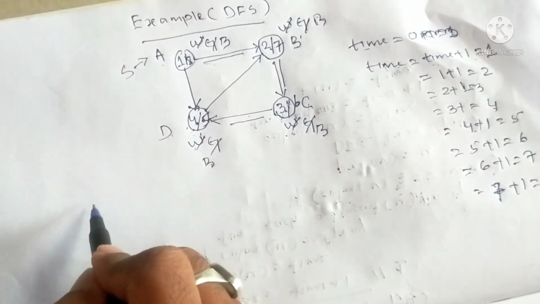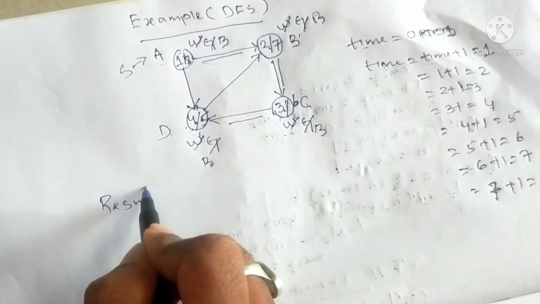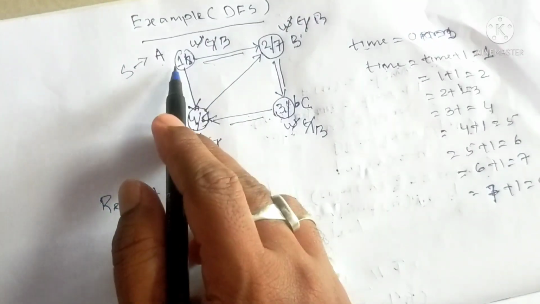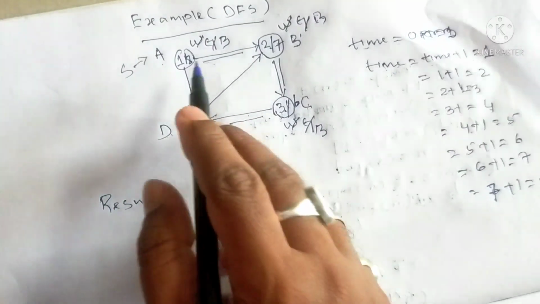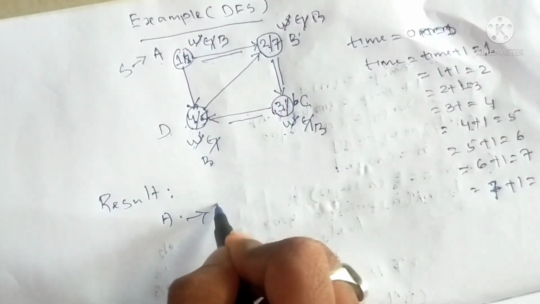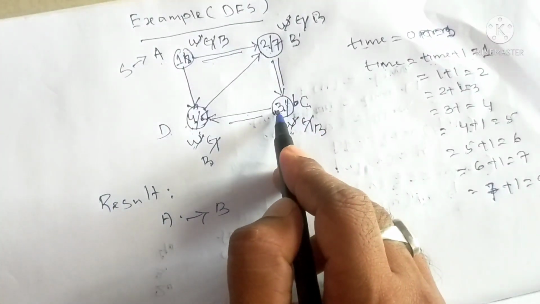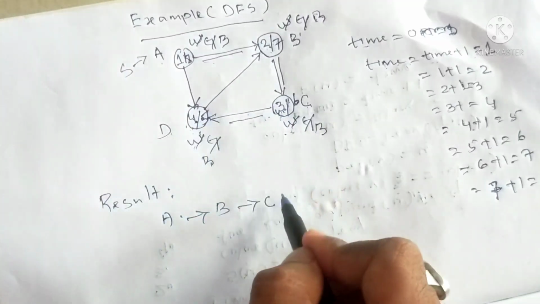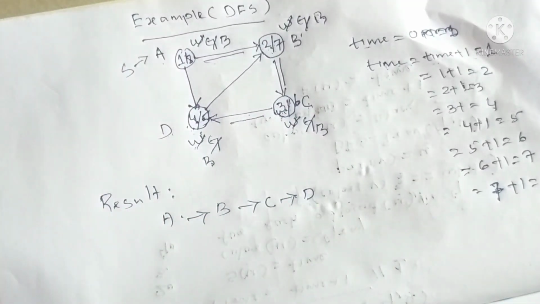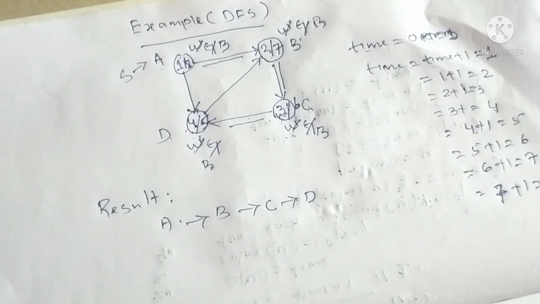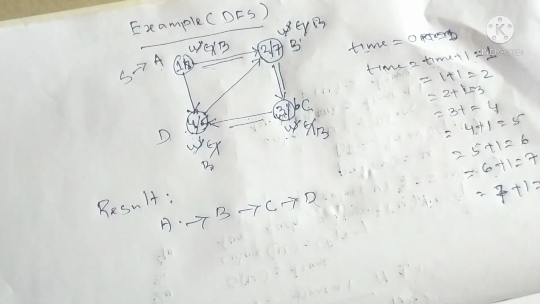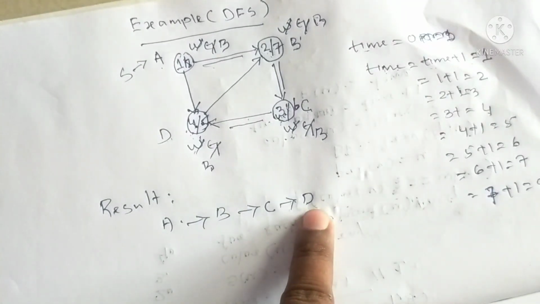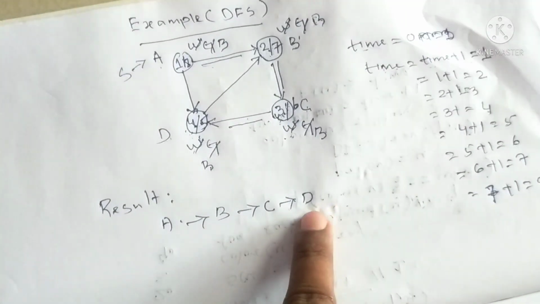So then what is the result? The result we can write here. Look at the timestamps. The first timestamp is A, then the second, 2, is given to B, then the next timestamp, 3, is assigned to C, and the next timestamp is D. So we have covered all the vertices using the DFS traversal with the result as A, then the next vertex B, then the next C, then the next vertex D.